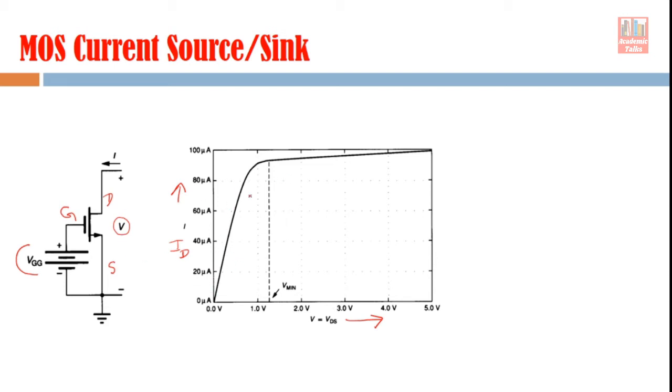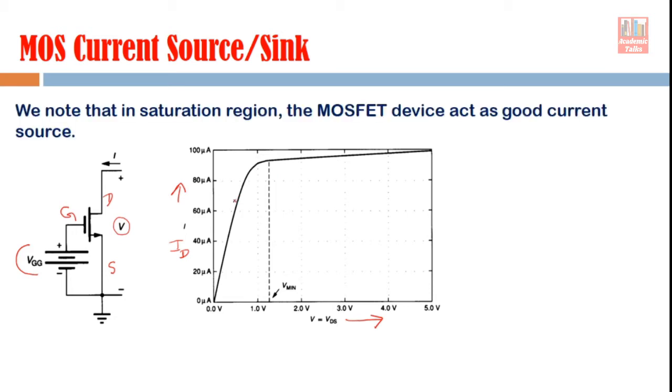Now if you look at these characteristics, you can see that the MOSFET device acts as a good current source in the saturation region. So this is the ohmic region and this is the saturation region. Within the saturation region, you see the current is almost constant. So even if the voltage across this source is changing, the current is not changing so much. But in the ohmic region, the current changes significantly when the voltage across it is changing.